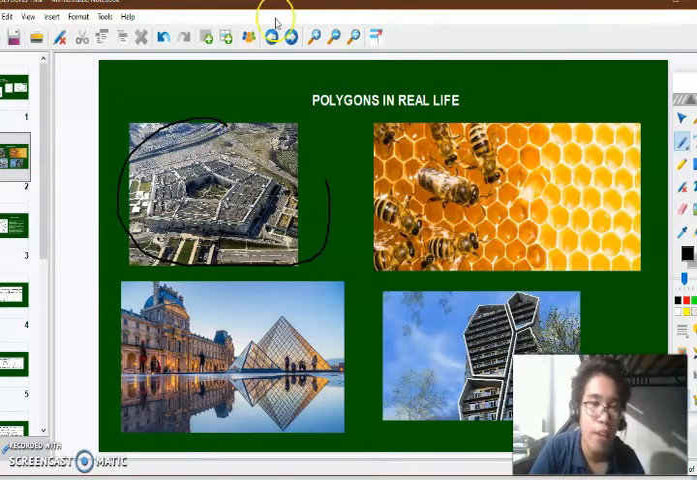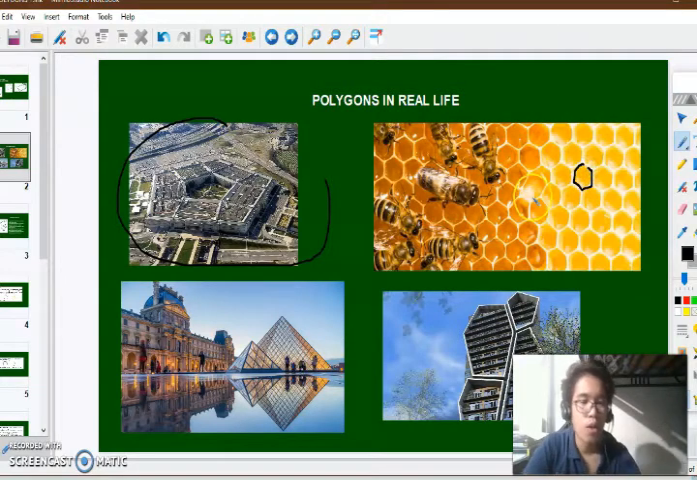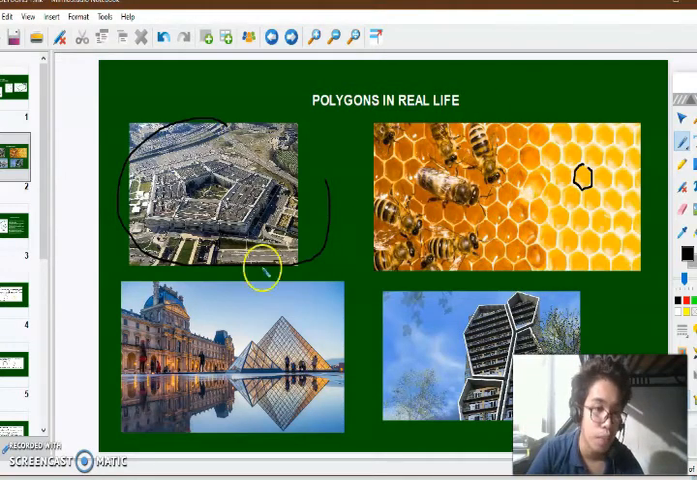Then we also have hexagons, and hexagons like this one can be used in making honeycombs. Honeycombs are found, of course, in different beehives or in different bee farms. We have here honeybees, and they are the ones who create the honeycombs. If you notice, the continuous pattern that they create is made of hexagons, which are 6-sided polygons.